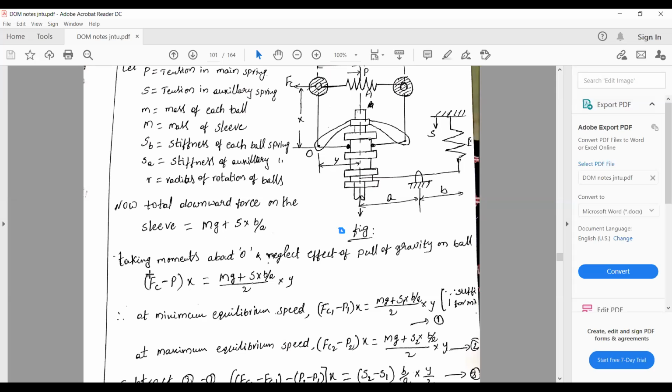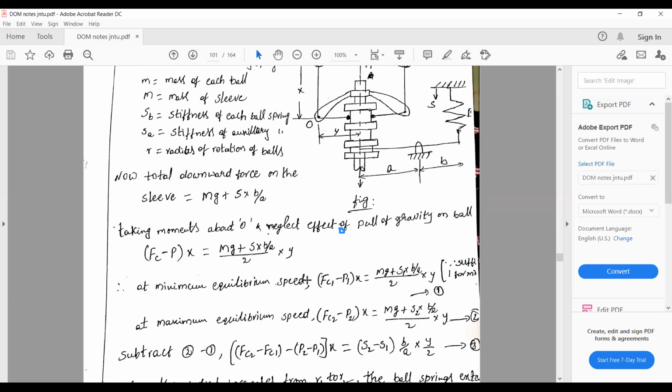The total acting force is Fc minus P, and X is the distance from the fulcrum, equals the downward forces, that is mg by 2 plus S into b by a. Mg plus S into b by a, already you have written in this place, b by a by 2 into y. So that is the moment equation.